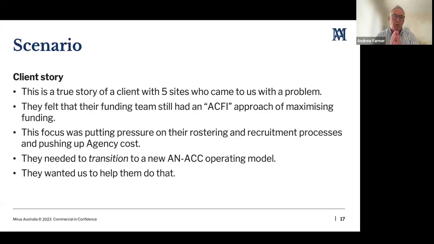And so what we want to do is present that to you in this masterclass, because it was a very successful transition and a very successful resetting of the entire process. So they felt that their team, their funding team, was still stuck in that ACFI approach, and they were maximizing funding, and it was actually putting pressure. And we see this a lot in the industry. It was putting pressure on the rostering, it was putting pressure on the recruitment process, and it was pushing up agency costs. Now, agency costs across the industry are epidemic.